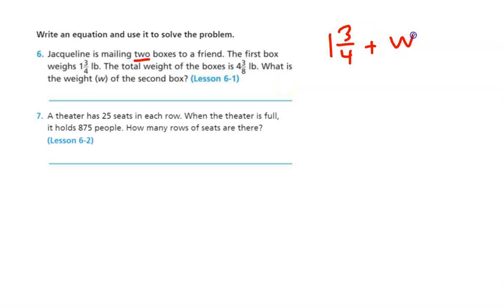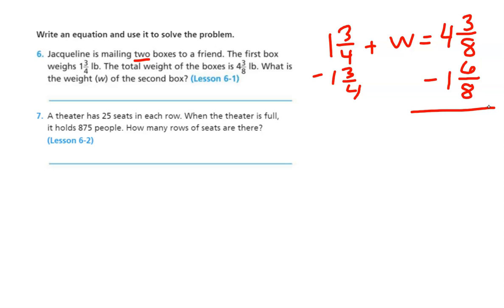So we are trying to find the weight of this second box, and it's going to look like that. That's going to be our equation. 1 3/4 is the first box. We're going to add some mystery number to equal 4 3/8. But to actually solve this one, we are going to subtract 1 3/4. Now, the reason I'm hesitating and I don't want to write 3/4 is I'm actually going to change it to something that's over 8ths, so I can go ahead and just solve this problem.